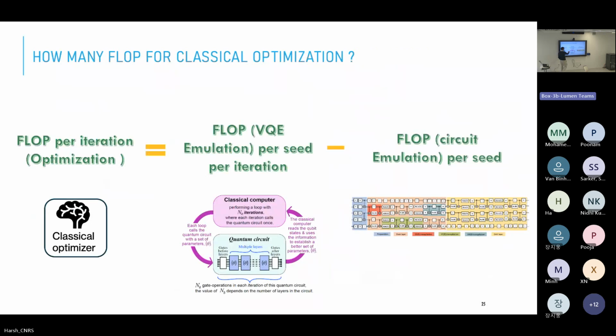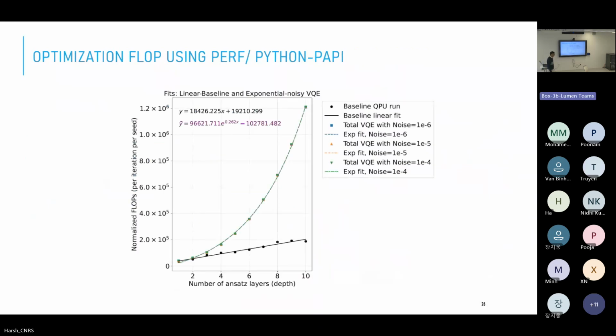From that, I subtract only the cost of doing QPU emulation. Right now, we are doing everything on emulation. What I want to know is how much the classical optimizer costs, and we have shown that by subtracting the flops required for the circuit emulation only from the flops for VQE. So we obtain some phenomenological results there also. For QPU emulation only, it grows linearly up to a certain circuit depth. For complete VQE, that is, including classical optimization, it is exponential.